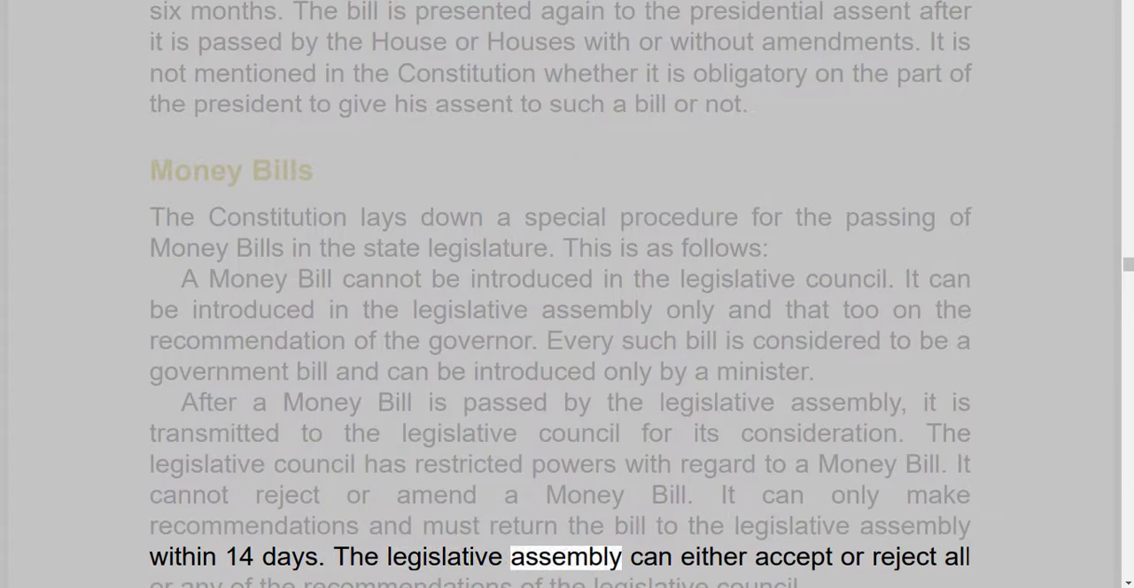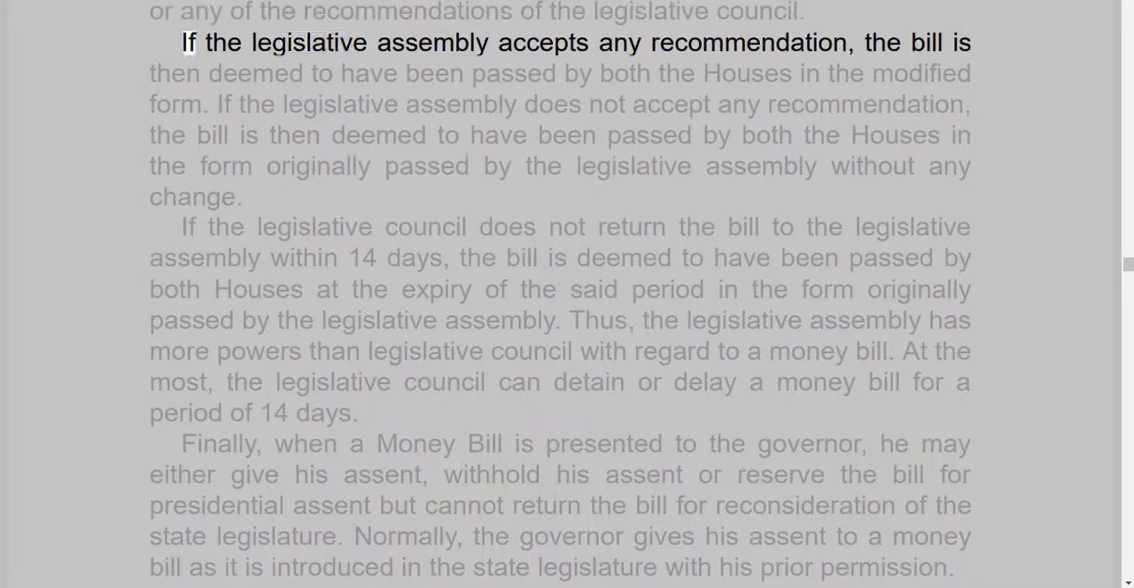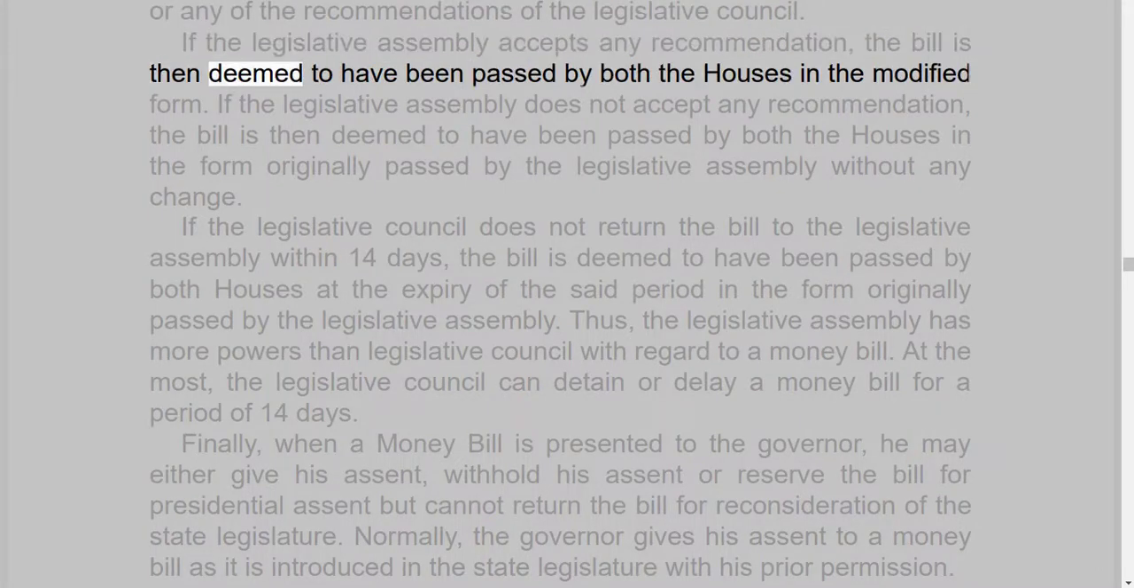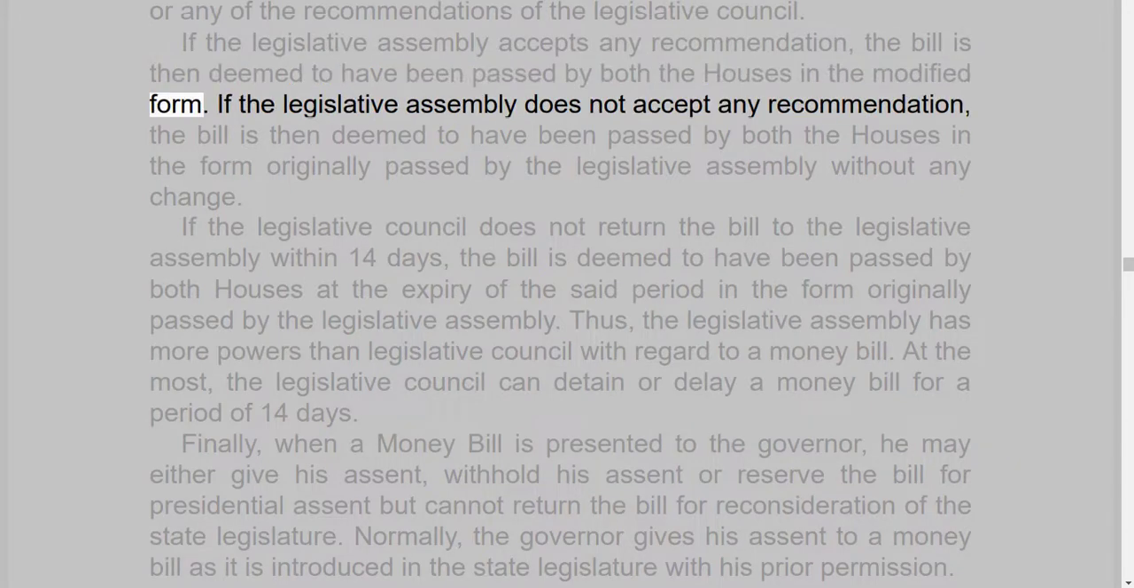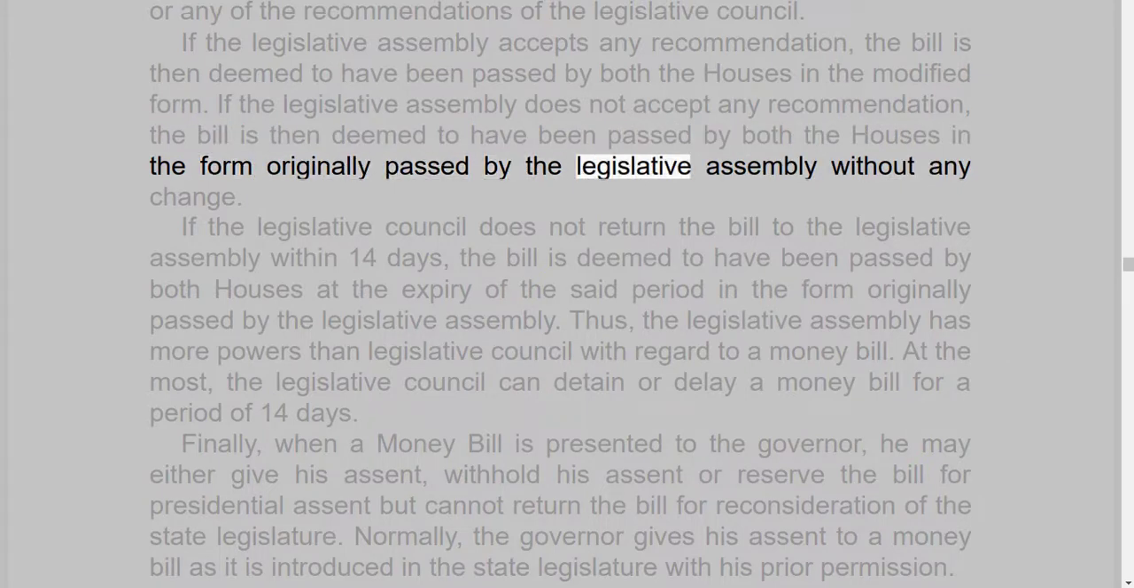The Legislative Assembly can either accept or reject all or any of the recommendations of the Legislative Council. If the Legislative Assembly accepts any recommendation, the bill is then deemed to have been passed by both the houses in the modified form. If the Legislative Assembly does not accept any recommendation, the bill is then deemed to have been passed by both the houses in the form originally passed by the Legislative Assembly without any change.